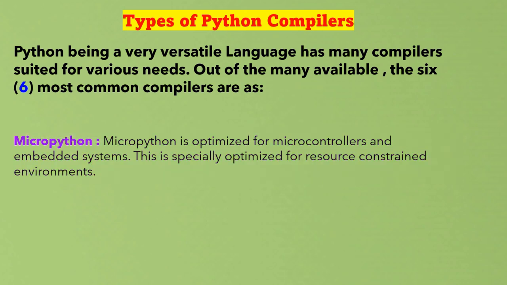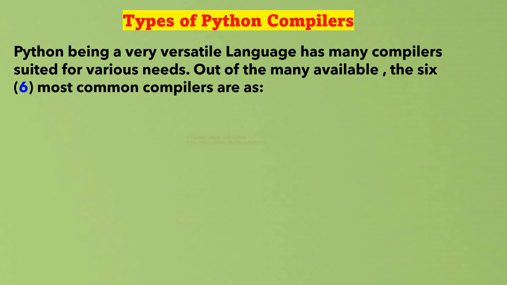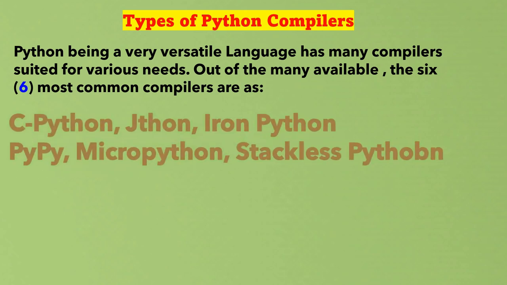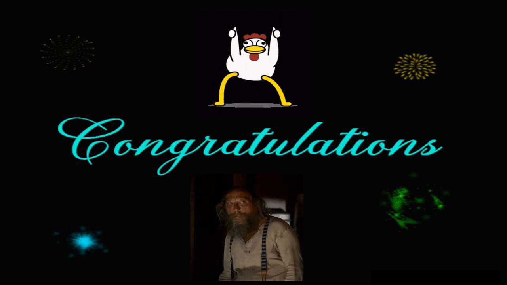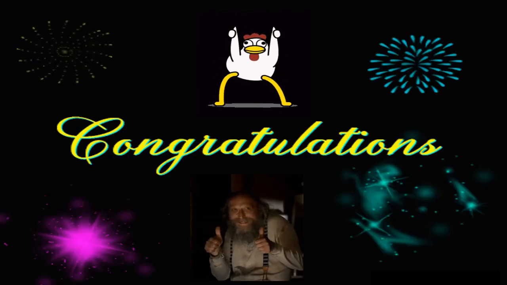MicroPython. MicroPython is optimized for microcontrollers and embedded systems. This is specially optimized for resource-constrained environments. Stackless Python. Stackless Python is an enhanced version of Python, which supports tasks such as base concurrency and allows lightweight cooperative multitasking. So as a summary, here is a list of six most common Python compilers. Congratulations! Now you know how Python executes.